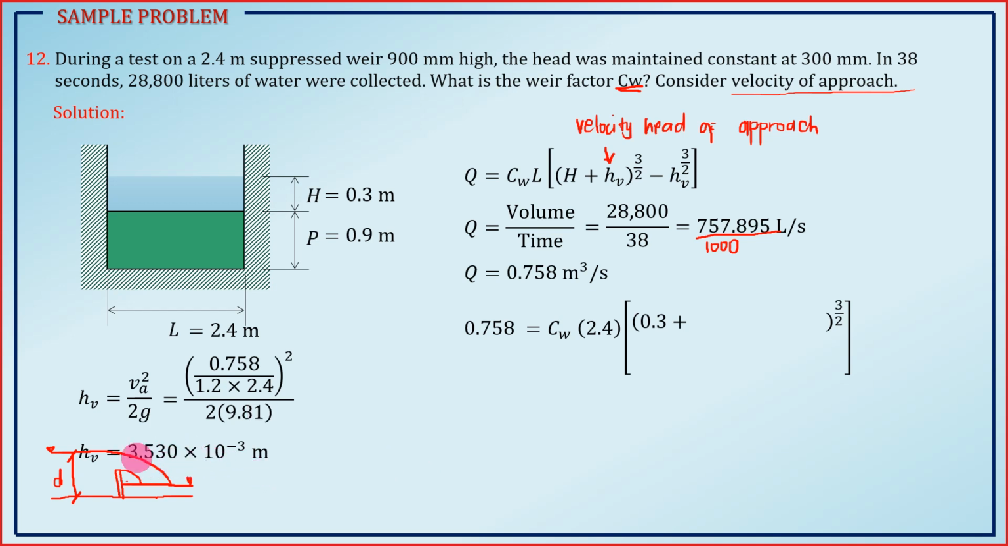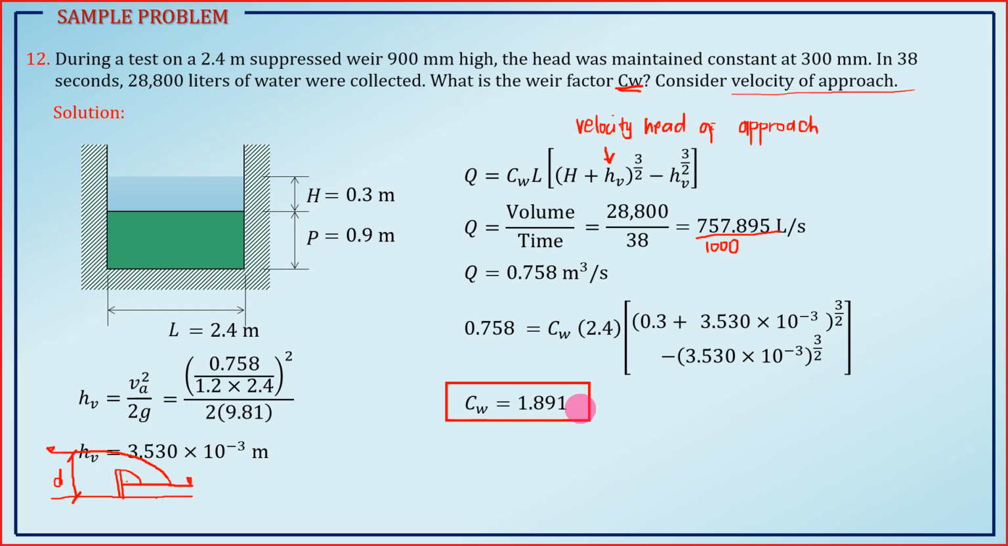So, we will substitute this value of HB in our equation for the Q and to solve CW. So, we have HB, 3.53 times 10 raised to negative 3, raised to 3 halves. The whole H plus HB is the one raised, not just one. Then minus HB raised to 3 halves, so 3.53 times 10 raised to negative 3 raised to 3 halves. Simplifying this equation and solving for CW, we have 1.891. So, this would be our answer for number 12.